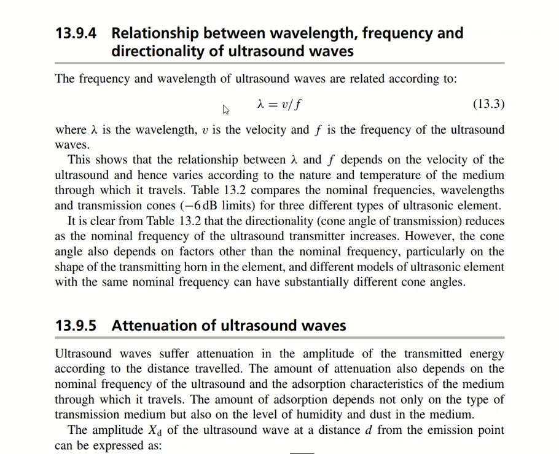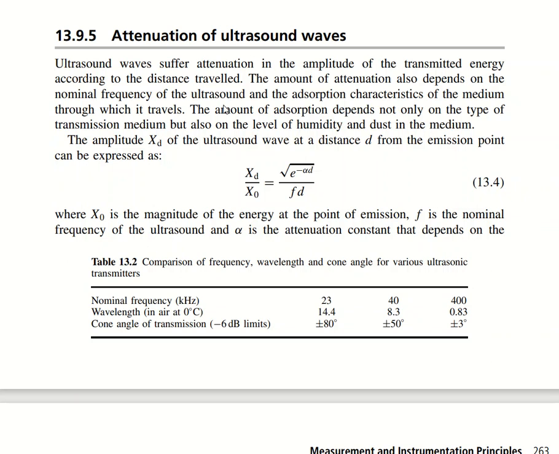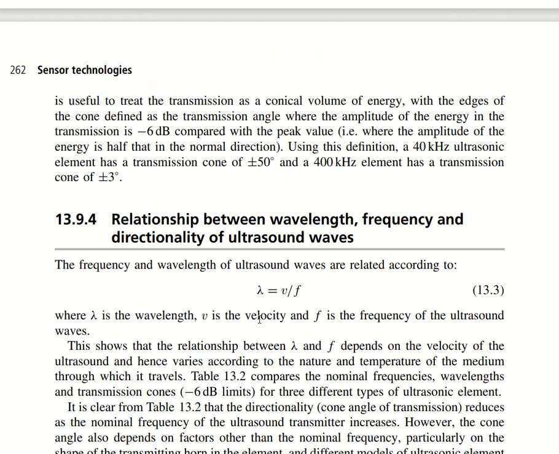And if you want to check out the nominal frequency wavelengths, you can check the table here. The nominal frequency wavelength in the air is this, and the cone angle of the transmission varies this much, so you can check that out as well.